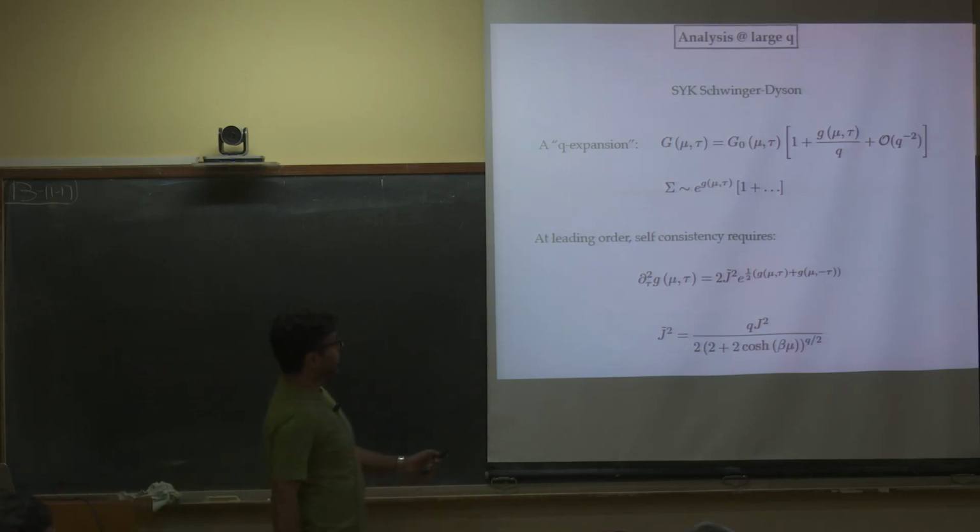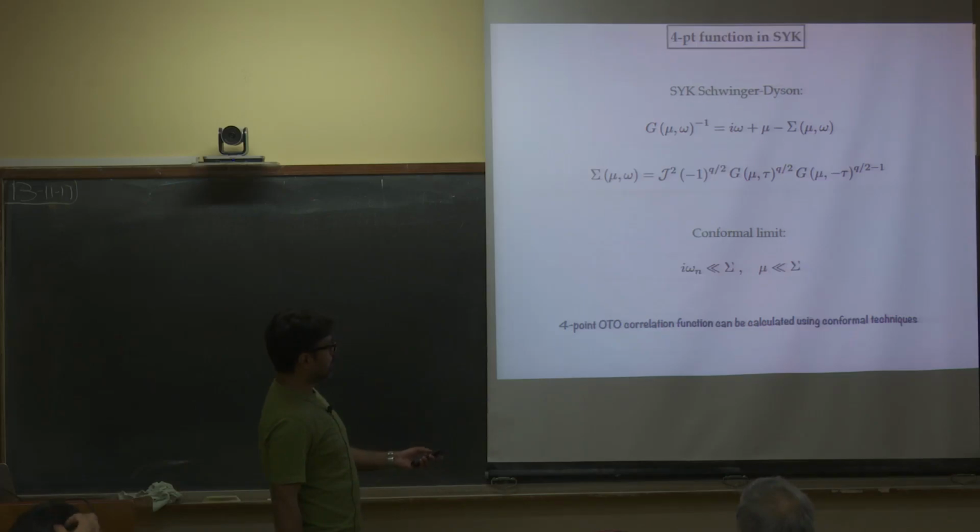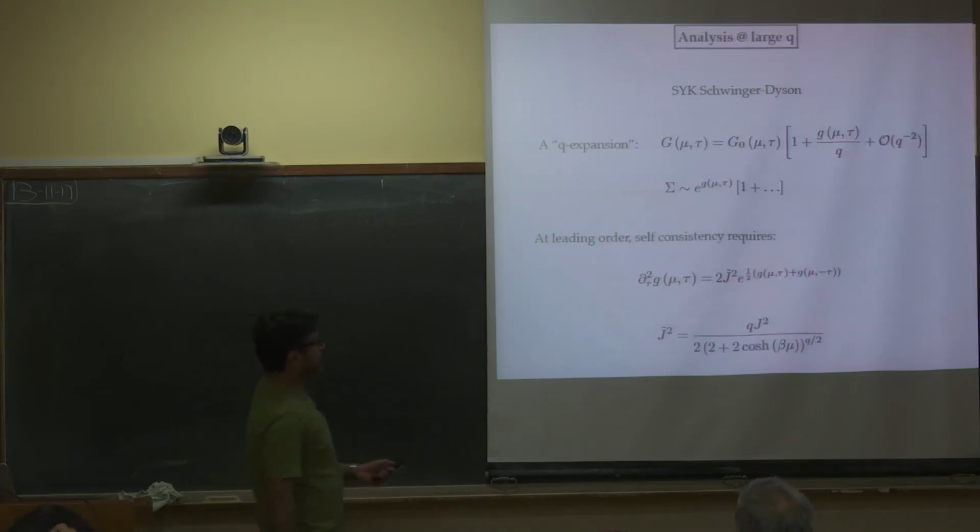So that's the end of it. But basically what happens in the middle is that you are able to find a solution. Suppose I plug this series into the Schwinger-Dyson equations. What I get is that you can recast everything in terms of a simple differential equation. So g is the unknown function that I have to determine at order 1 over q, and it satisfies an equation of this sort, which is very easily solvable.